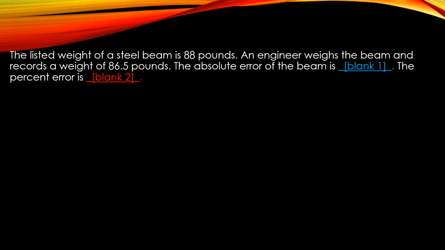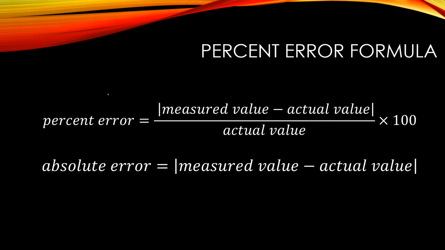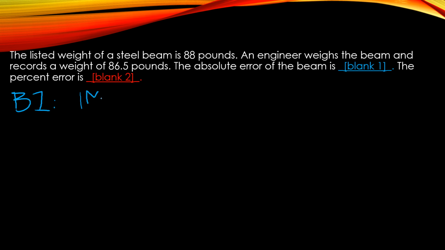So it says that the listed weight of a steel beam is 88 pounds. An engineer weighs the beam and records a weight of 86.5 pounds. The absolute error of the beam is blank 1, and the percent error is blank 2. So blank 1. Remember, this is the absolute value. If I look back at my equation, it's measured value minus actual value.